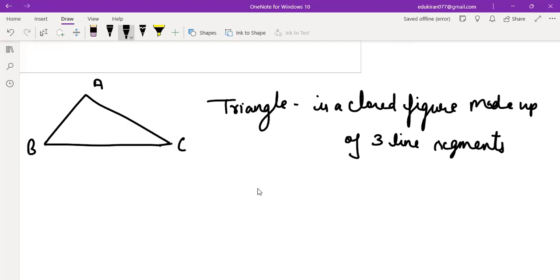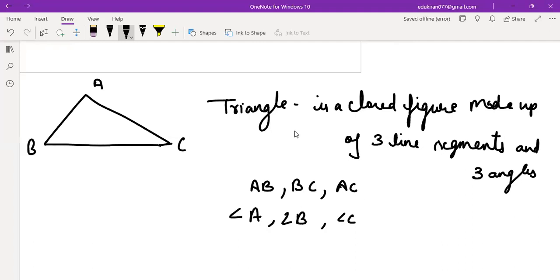So the line segments are AB, BC, and AC. Clear? AB, BC, and CA, or AC, right? So over here it has 3 line segments and 3 angles. Clear? And those 3 angles are angle A, angle B, and angle C.